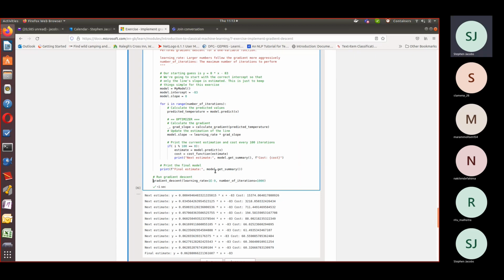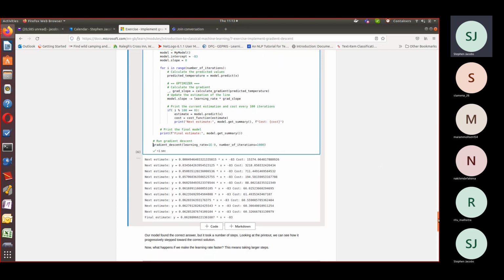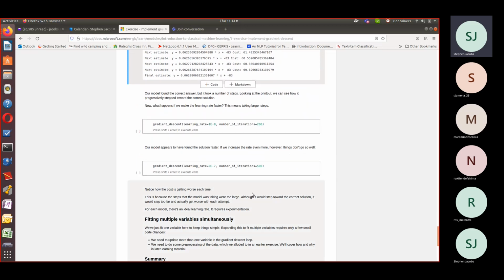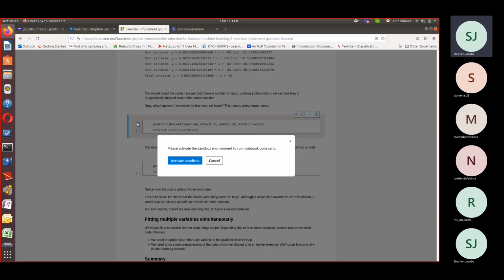Let's have a look. Yeah, so the learning rate decides how much you can change the slope by each time it goes around. Okay, so we fix that. And let's see what happens. We might end up with a worse result.